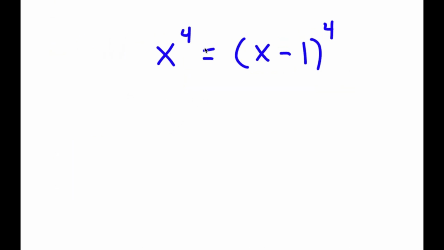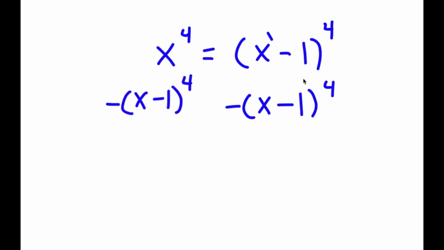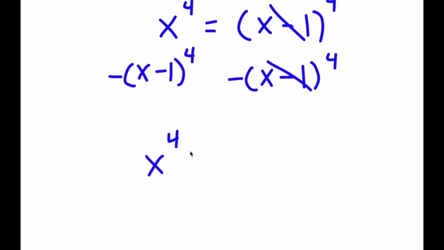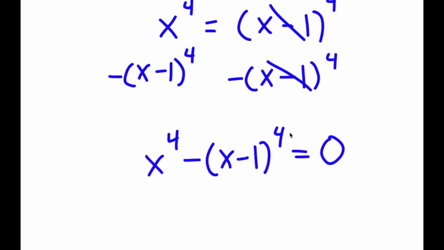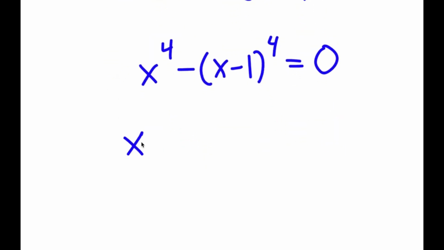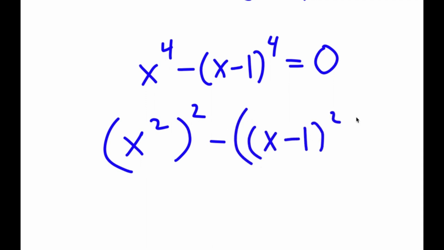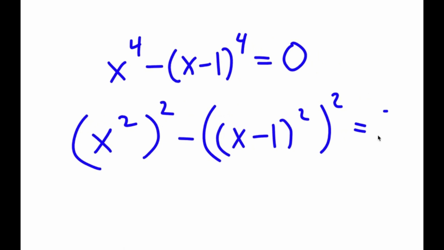Alright, so in this problem, I have x to the power of 4 is equal to x minus 1 to the power of 4. So to solve this, I'm going to first start by subtracting x minus 1 to the power of 4 on both sides. So then these two cancel out, and now I have x to the power of 4 minus x minus 1 to the power of 4 is equal to 0. Now, x to the power of 4, that's the same thing as x squared to the power of 2. And x minus 1 to the power of 4, that's the same thing as x minus 1 squared to the power of 2. So now this is equal to 0.